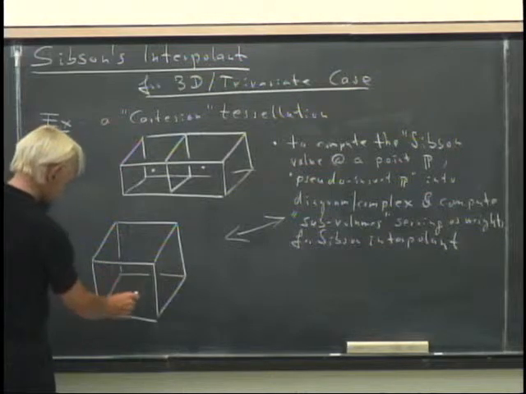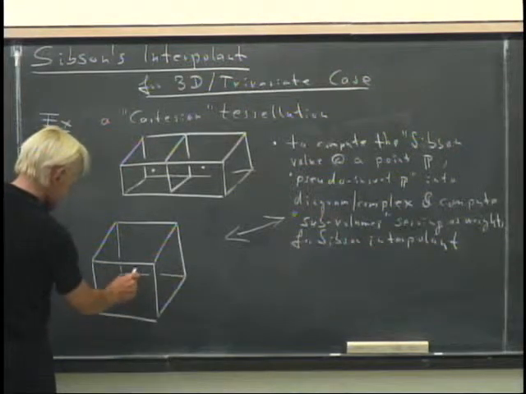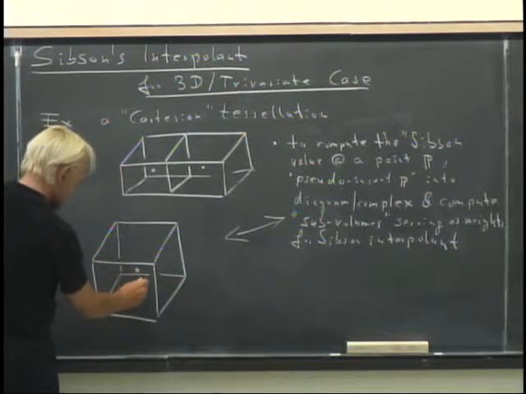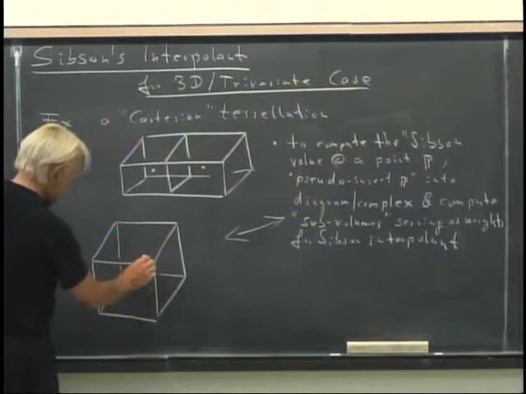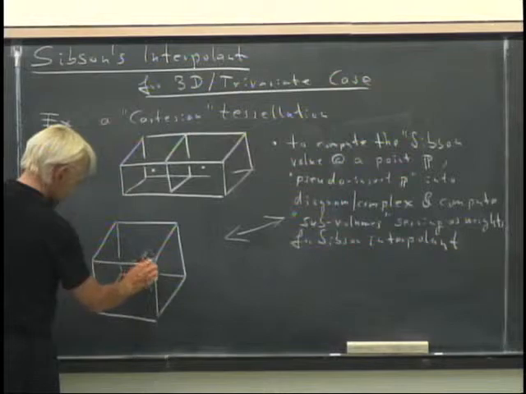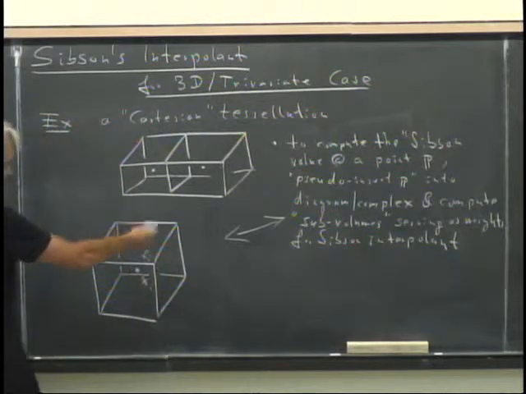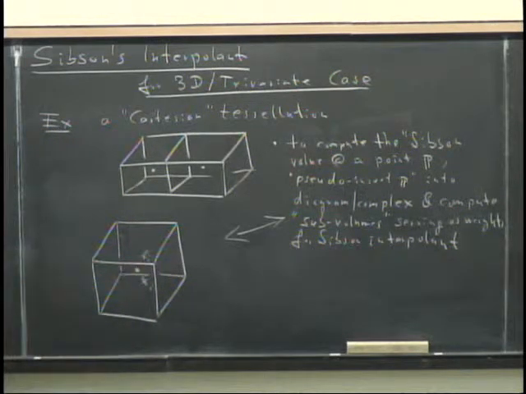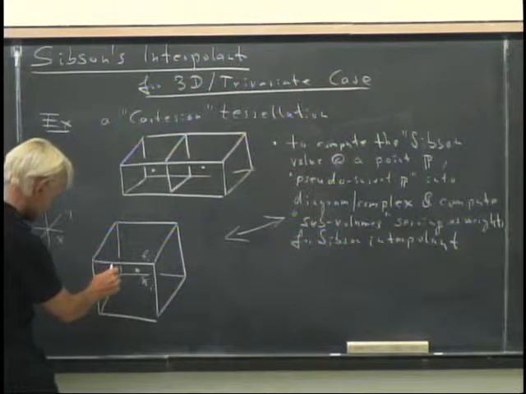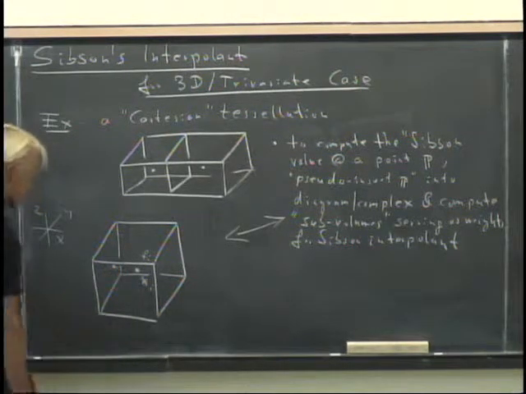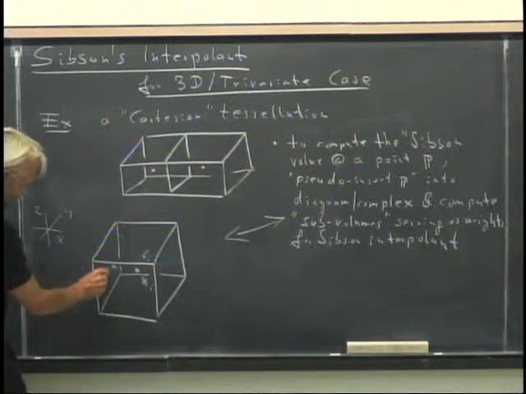So this tile center would be here, right? This would be a point xi, an original site, and I have a function value there, function value fi. Now I want to evaluate, for ray casting or whatever, a function at an arbitrary location x, y, z, an arbitrary point. And I put this point here. Okay, that's an arbitrary point p.